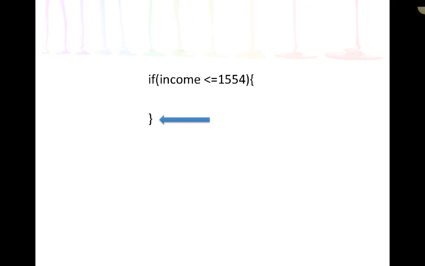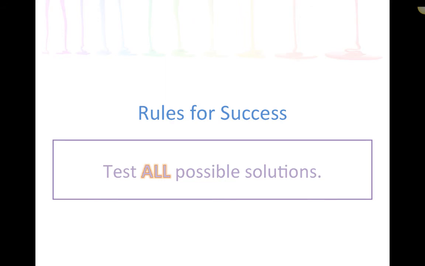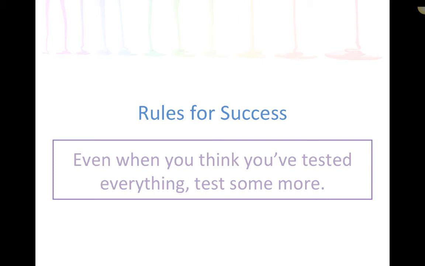And this will be very helpful whenever you're working with nested if statements. Good rule of thumb, make sure that you test all possible solutions. So get into all of your different ranges, make sure that you're hitting the top value, the bottom value, so you can make sure that you've got your greater than or equal to set up correctly. And just when you think you've tested everything, test some more, because you've probably forgot something and you need some additional testing to catch them all.